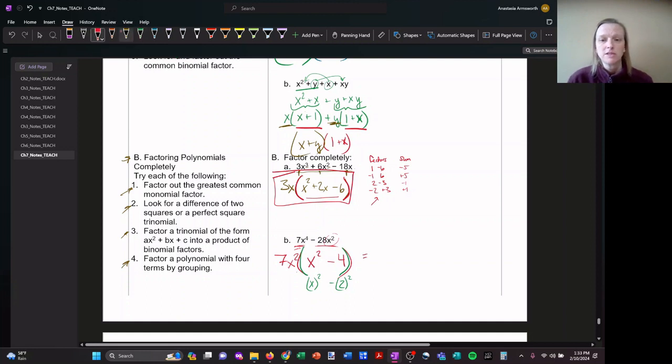I'm going to rewrite this as 7x squared times x plus 2 times x minus 2, because that difference of squares pattern is factored in that standard way: a plus b times a minus b.